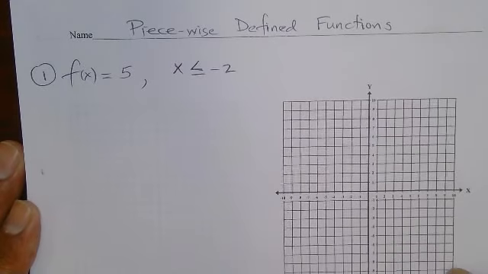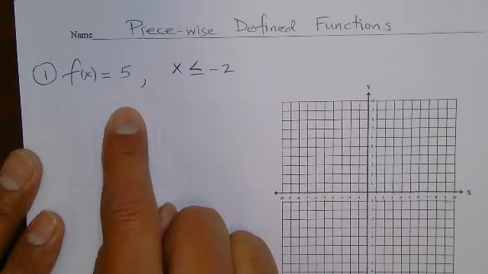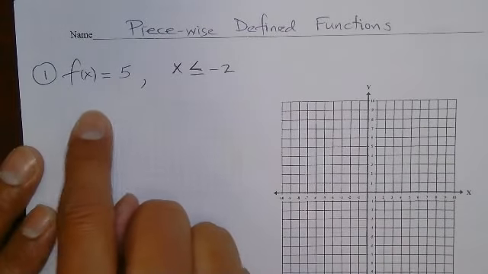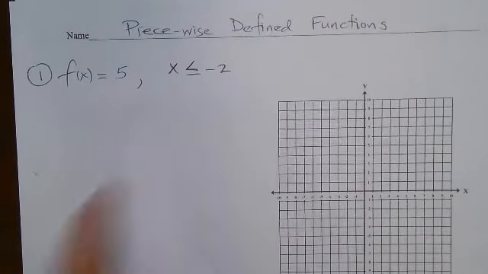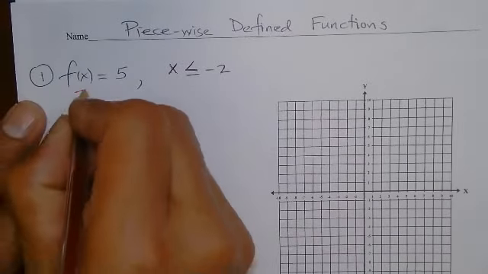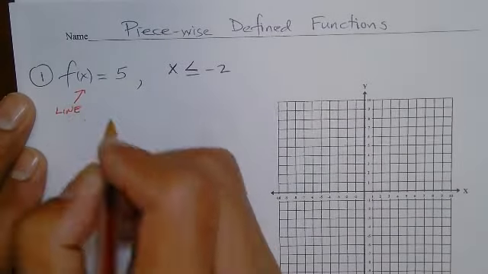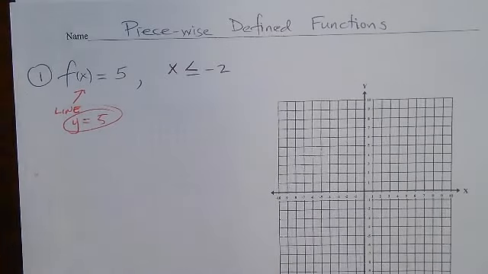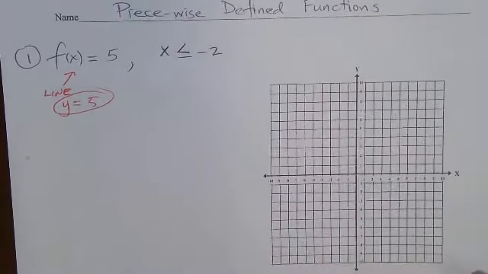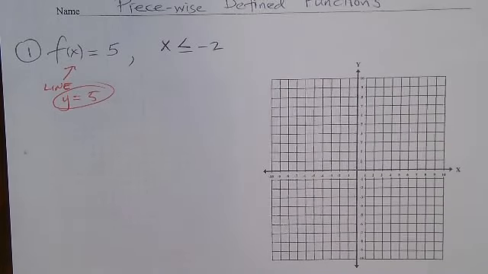All right, so what is this? How do you graph this? This is just a line. What is that line? That line is y is equal to 5. Remember, f of x is y. Y is equal to 5, and do this with a pencil because you're going to have to erase.